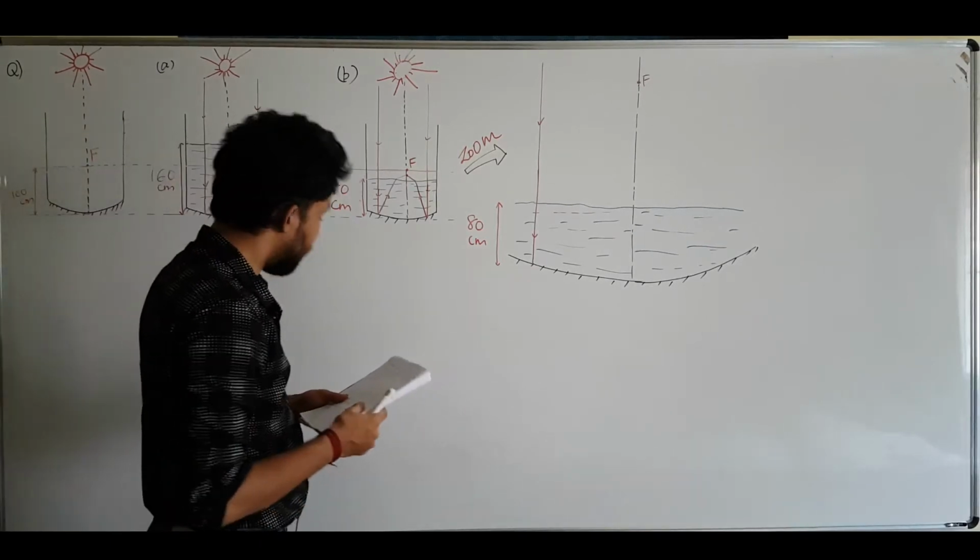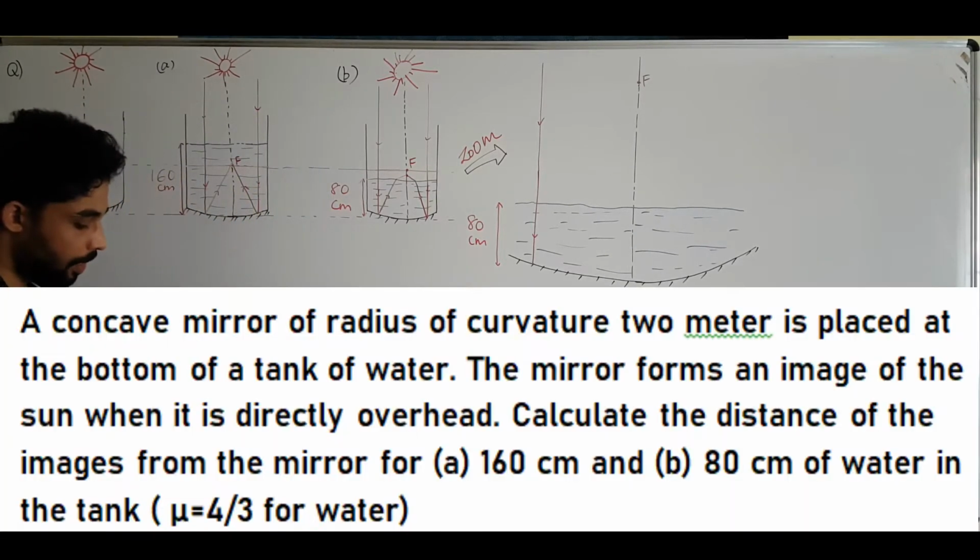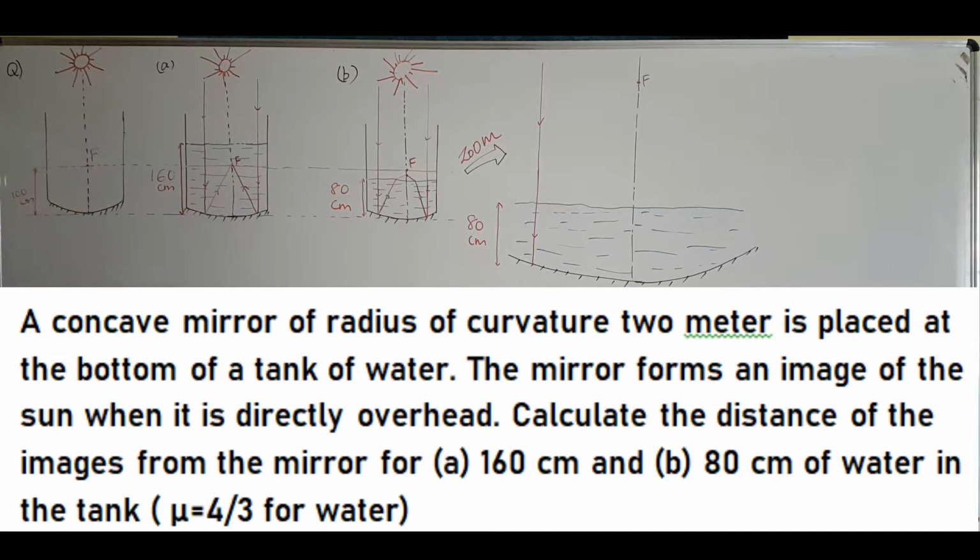So, a concave mirror of radius of curvature 2 meters. The radius of curvature of the concave mirror is 2 meters, which means the focal length should be 1 meter or 100 centimeter, is placed at the bottom of a tank of water. So it is placed at the bottom of a tank.